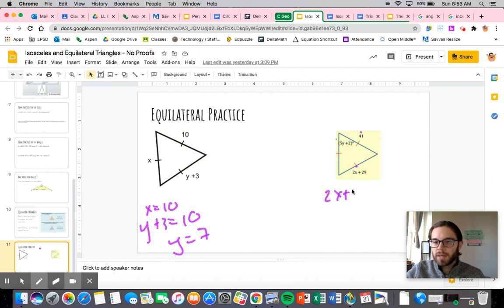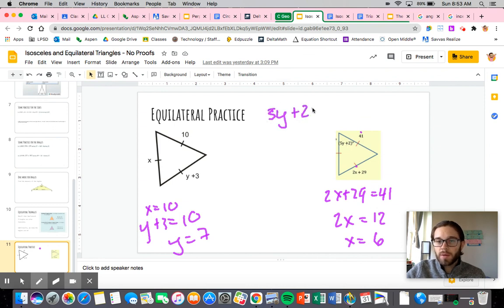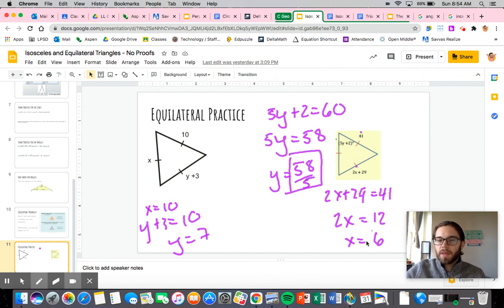So 2x plus 29 has to be equal to 41, right? So 2x, when we subtract the 29, is 12. So x would be 6, right? So x in there is 6. Now the angle, this one in here, this is an angle. So we have 5y plus 2 equals 60. 5y equals 58. So y would equal 58 over 5. Not a pleasant number, but it works. All right, and there you have it.